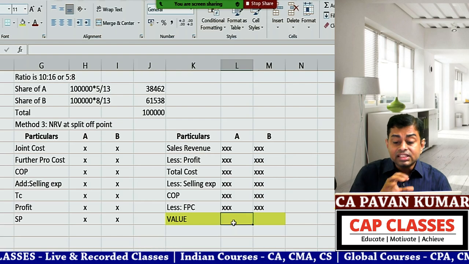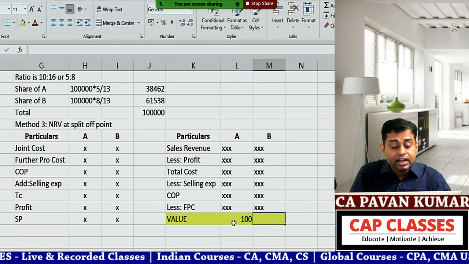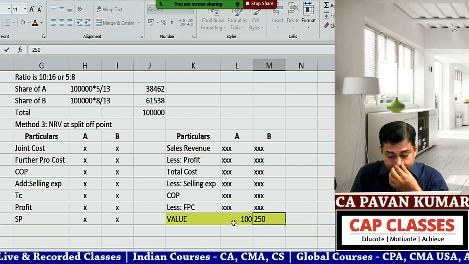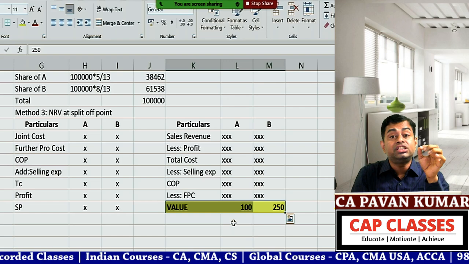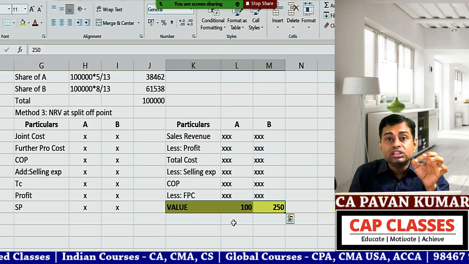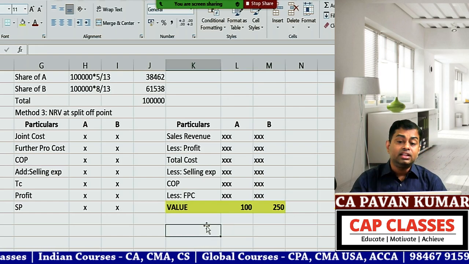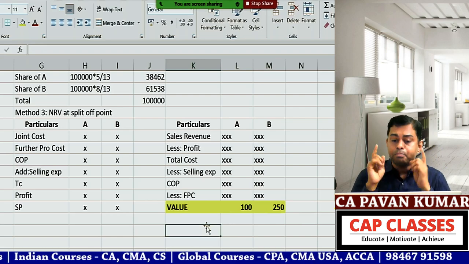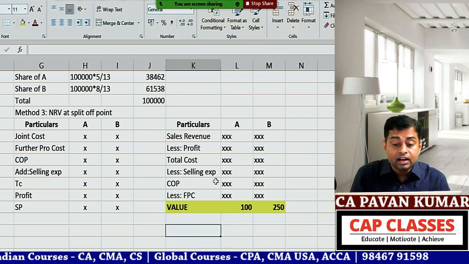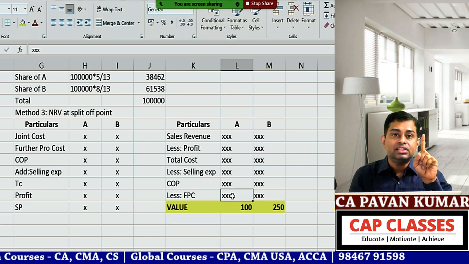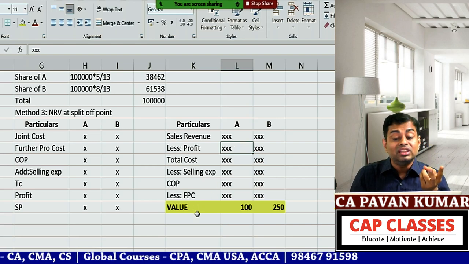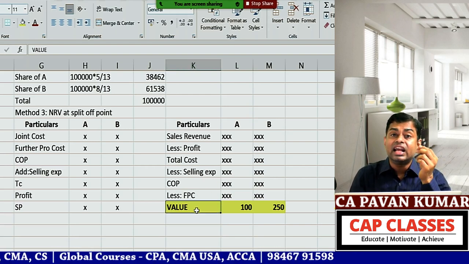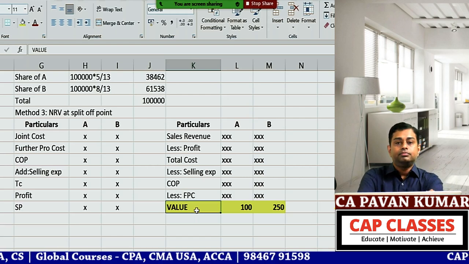So if this is, say for example, 100 and 250, this will be the ratio in which the joint processing cost should be apportioned. This is a better way, because when you consider further processing cost, you are considering profit element, you are considering value addition. So this will be the net realizable value at split off point.